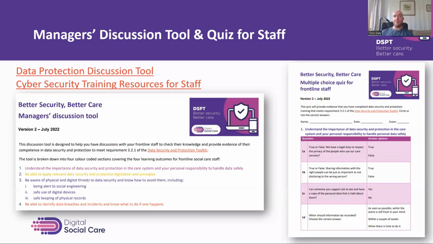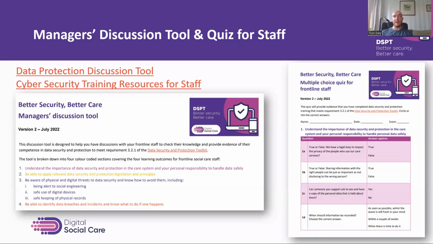One of the great features of the DSPT is meeting those standards, and it is updated on an annual basis to reflect increases in those standards, but also the threat environment, to protect your organisation. Number 3, to be aware of physical and digital threats to data security and how to avoid them. This includes being alert to social engineering, one of the threats that we see evolving in cyberspace, especially with the advent of AI.